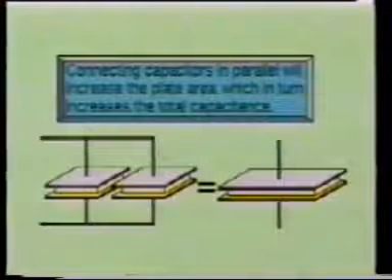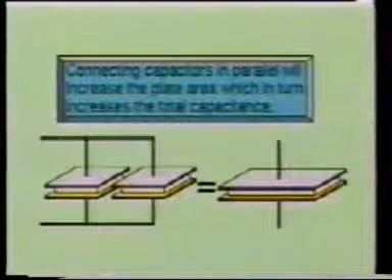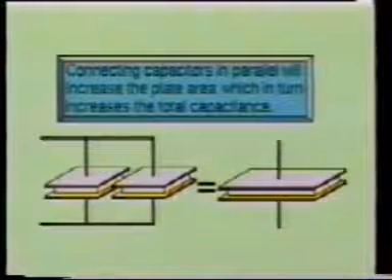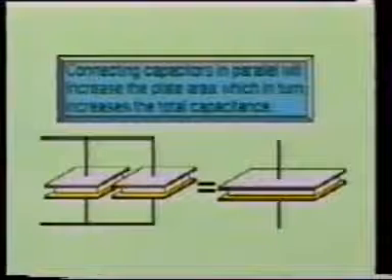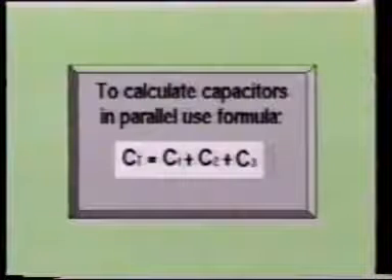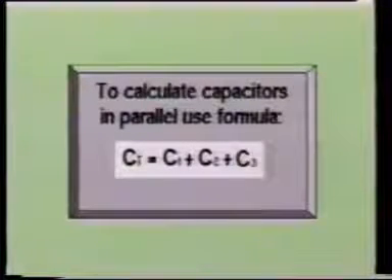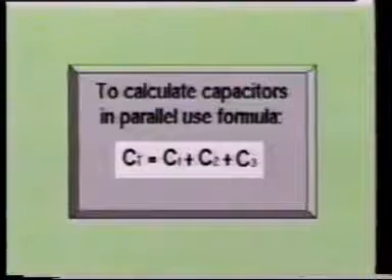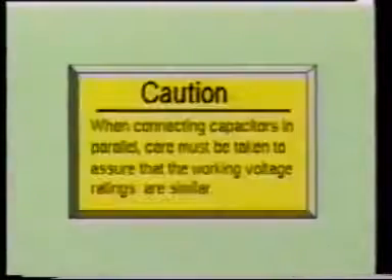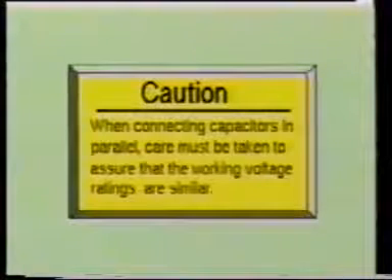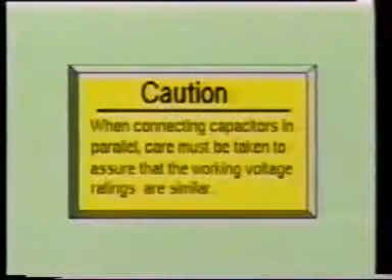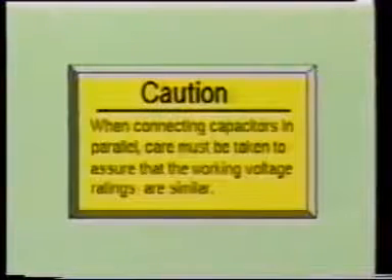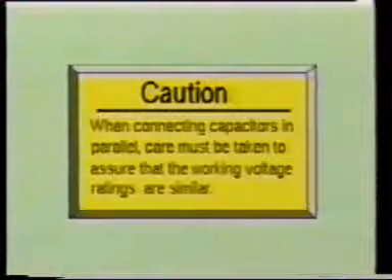Many times, capacitors are placed in parallel to increase the capacitance in a given part of a circuit. This has the same effect as increasing the plate area of a capacitor. The formula for computing the capacitance of 2 or more capacitors in parallel is simply total capacitance equals C1 plus C2 plus C3 and so on. When connecting capacitors in parallel, care must be given to assure that their working voltage ratings are similar. The reason for this is the highest voltage the parallel combination will stand will be determined by the capacitor with the lowest voltage rating.